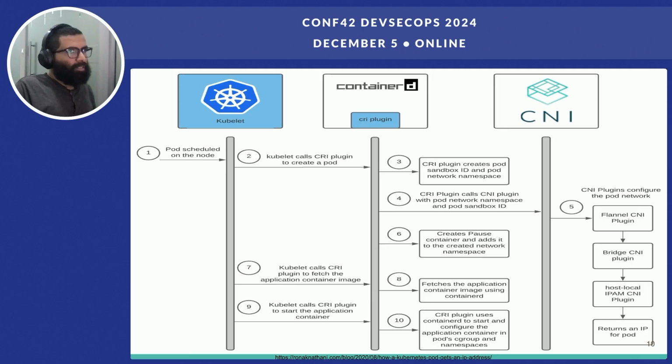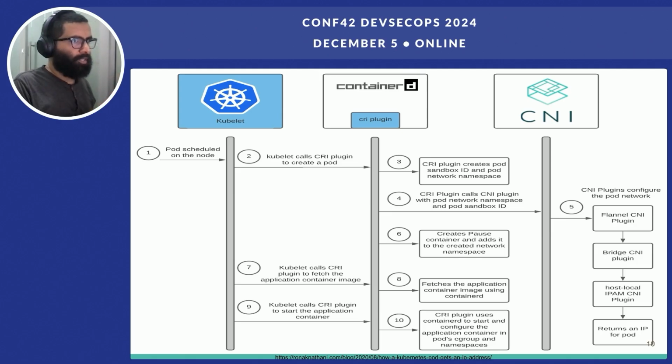So the process of IP address allocation for a pod involves several components working together, but I'll break it down step by step to make it simple. It all starts when Kubernetes schedules a pod on a specific node. The kubelet on that node takes over and instructs the container runtime interface plugin to create the pod. In this example, the CRI plugin is containerd.